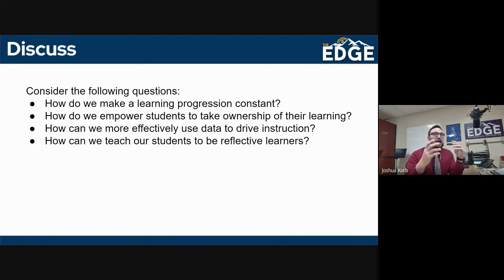So here are some questions. How do we make learning progressions consistent and constant? So instead of compartmentalizing those individual actions, we are truly looking at a continuous model of a learning progression. How do we empower students to take ownership of learning? How can we more effectively use data to drive instruction? And then how do we teach our students to be reflective learners? So if anybody would like to share, this is our checkout for today.